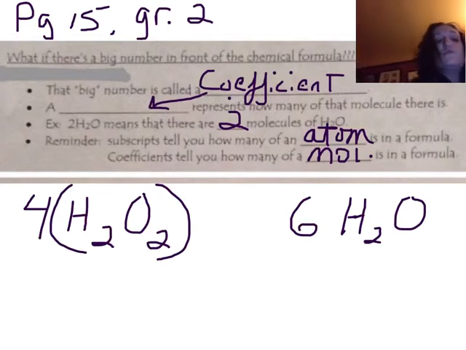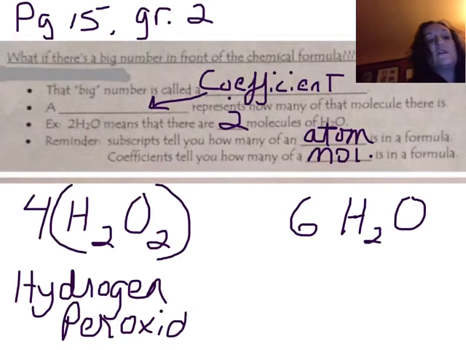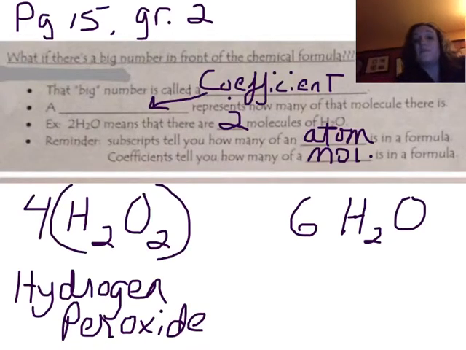By the way, H2O2 is hydrogen peroxide. That stuff that sometimes you put on cuts and it bubbles up. You stick it on cuts to kill germs. That's hydrogen peroxide. So this would mean that there are 4 hydrogen peroxide molecules there. And 1 hydrogen peroxide molecule consists of 2 hydrogen atoms and 2 oxygen atoms.